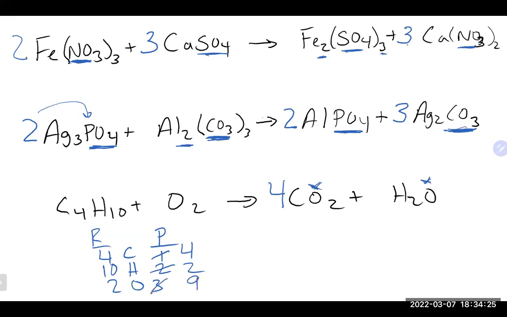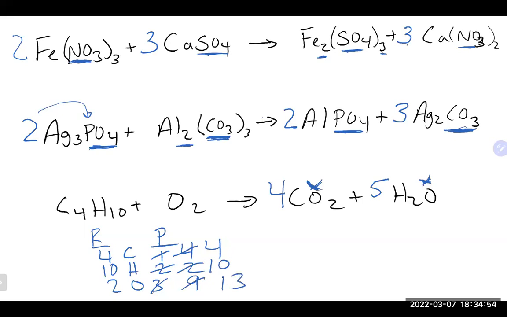The next easy thing to fix, since oxygen's in a couple of different places there on the right, is going to be our hydrogen. We have 10 on the left and two on the right, which means we could simply fix it by putting a five in front of it. And that gets us four carbon, five times two is 10 hydrogens. Oxygen, we now have eight still in the first, and five times one is five. So eight and five is 13, I hope, yes.